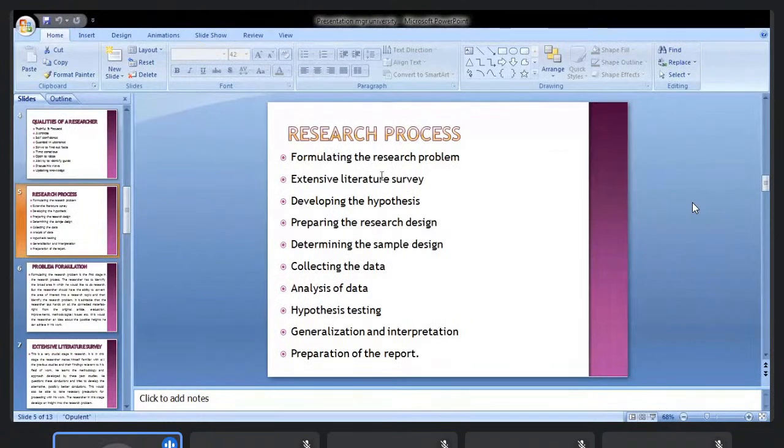First we have seen formulating the research problem. Then the review of literature, how to develop the hypothesis, how to prepare the research design for your study, how to determine the sample design, and how you are going to collect the data. These are the 6 steps we have seen today. Next will be analysis of data: how the collected data is going to be analyzed, how the hypothesis framed is going to be tested, and how you are going to give your interpretation, suggestions and conclusion for the preparation of your research paper.